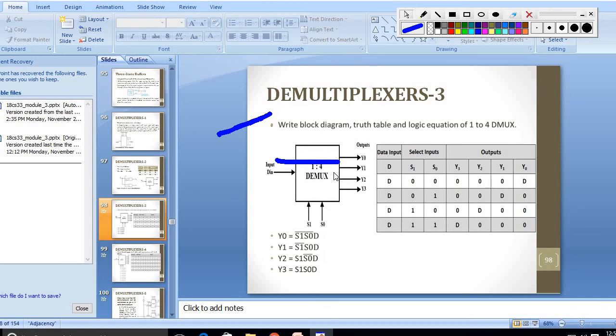So here is the 1:4 demultiplexer. In this diagram there are two select lines, 0 0, 0 1, 1 0, 1 1, and the data input is always D. If these two are 0 0, it will select Y0 first, which gets D. If it is 0 1, it will select Y1, the second one, and the rest are all 0. If it is 1 0, it will select the third one, Y2, and the rest are all zeros. If it is 1 1, it will take Y3 and all others are 0. Like that.